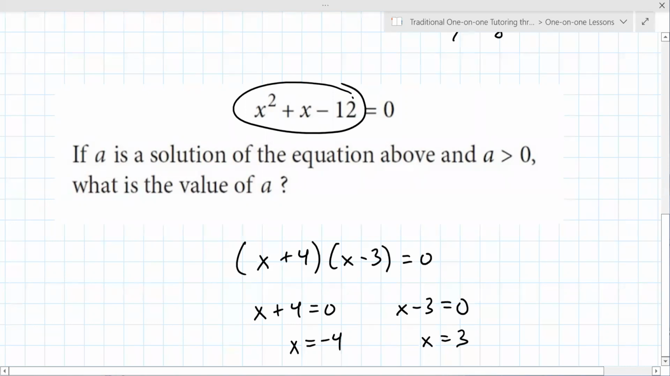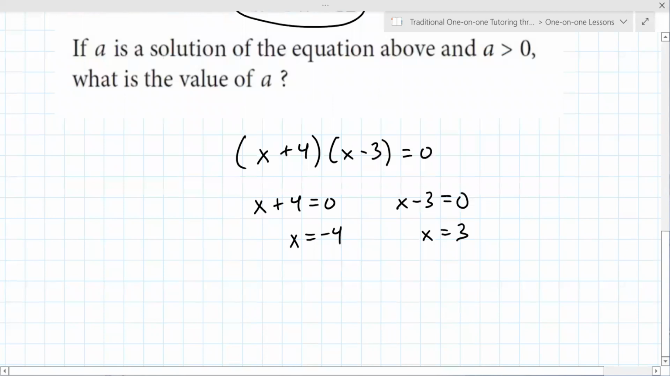Okay. So now let's look at what the actual question is asking. If A is a solution, and we know that there's two solutions, it's either negative 4 or it's 3, which of the following is the value of A? And it's saying A must be greater than 0, A is positive. So which value is it? It'd be 3.